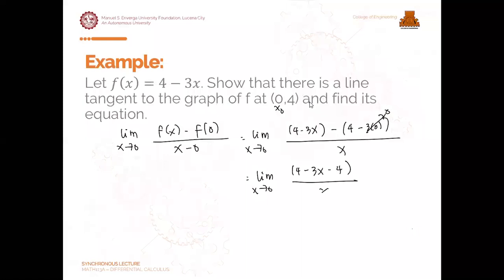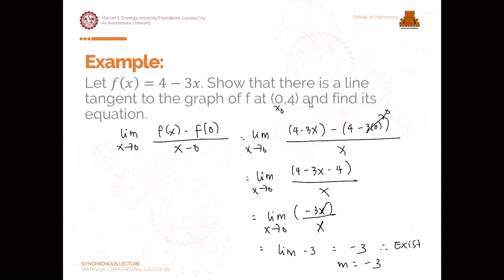Over x. So, we cancel out the 4 when we simplify. So, we have the limit as x approaches 0. So, this will be negative 3x all over x. Then, we cancel out the x. What remains is the limit of negative 3, or simply negative 3. So, therefore, the limit exists. So, our m is equal to negative 3.